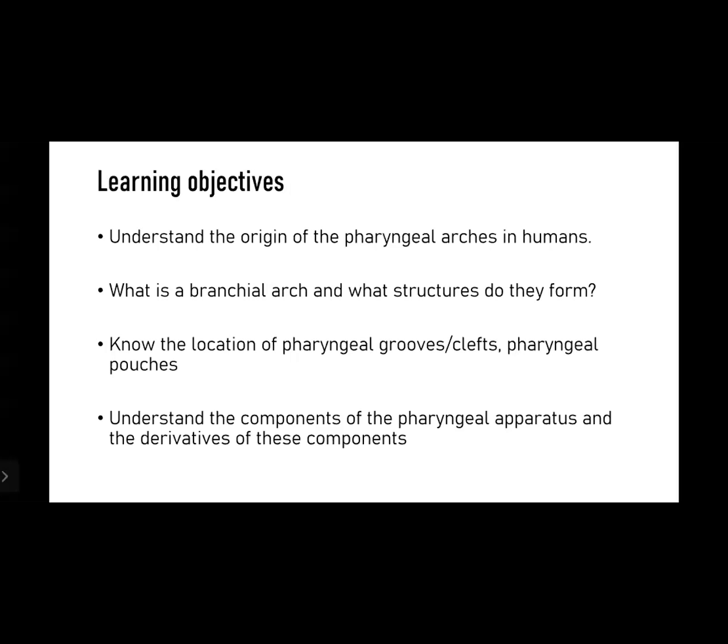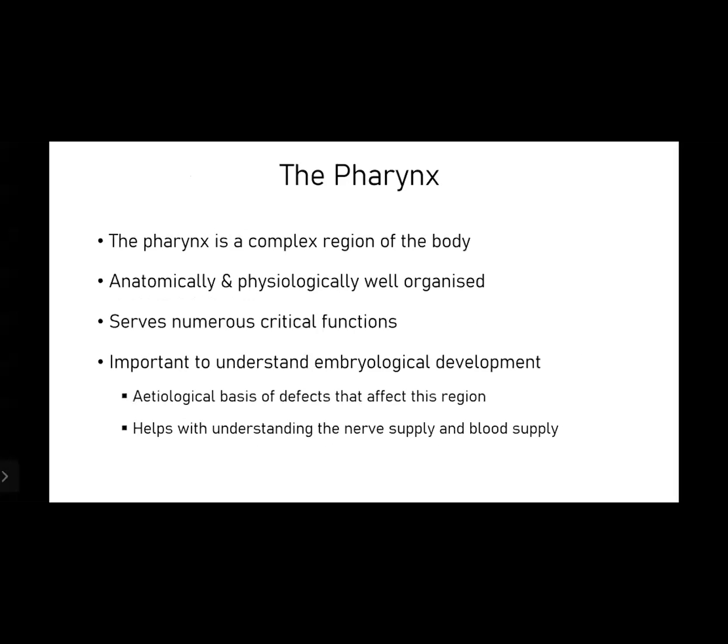Need to understand, and we'll also need to understand the components of the pharyngeal apparatus. Okay, so just a brief peek into the anatomy before we actually go into the detailed embryology of the pharynx. The pharynx is a part of the head and neck region, and obviously it is a complex region of the body, but nevertheless, it is anatomically and physiologically well organized, and it serves numerous critical functions. The critical functions include providing a passage for air, providing a passage for food, and of course the production of sound as well.